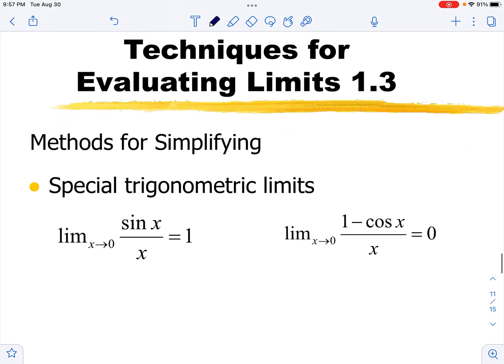So we have some special trig limits. And so when you're looking at these, these are things for right now you really just need to memorize.